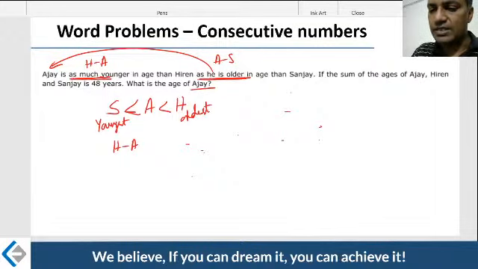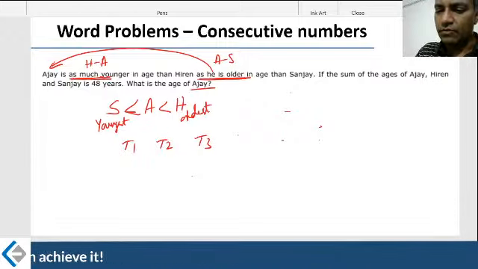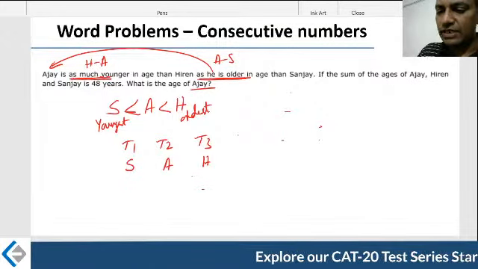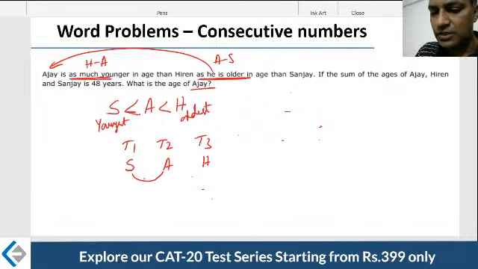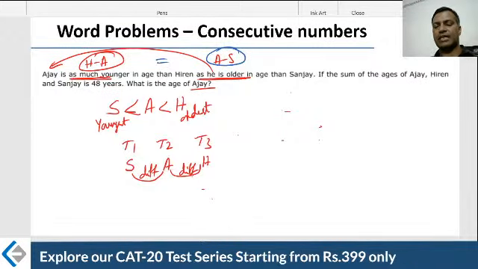Therefore, H minus A, the difference. When I'm writing three terms, now listen to me. There is a first term, a second term, and a third term. First term is Sanjay, second is A, third is H. What are you trying to say? The gap is the same. The difference is constant. That is what the author has said. The difference between H minus A is also equal to the difference between A minus S. That is the statement which is made.